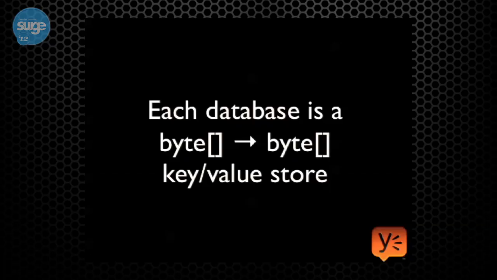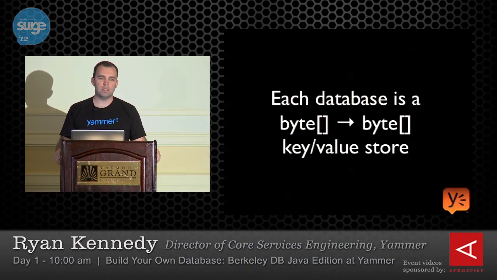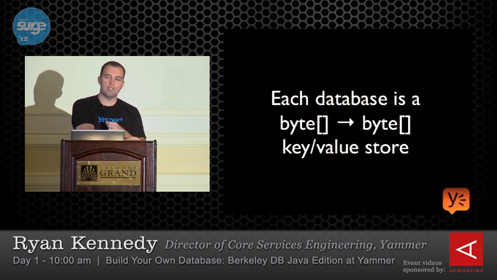You can do duplicate keys if you configure Berkeley DB that way. In addition, you can use a custom key comparator. If you decide that you don't want to use the byte-by-byte comparisons and you want something a bit more complex, you can implement your own. It's something that I would say to leave for the more brave among you. There are some consequences to using it, namely that Berkeley DB will actually take whatever comparator that you supply and serialize it into the database.